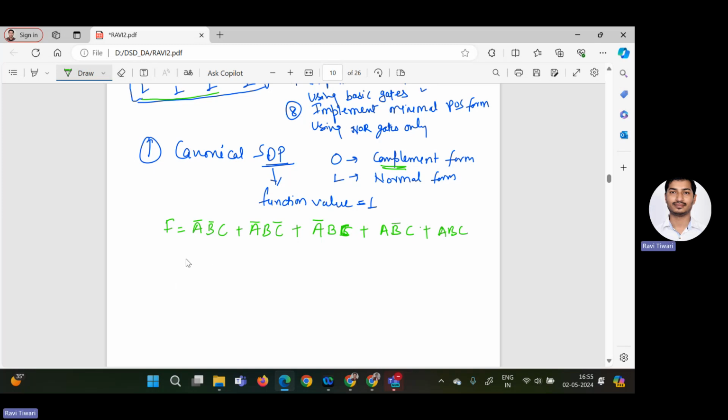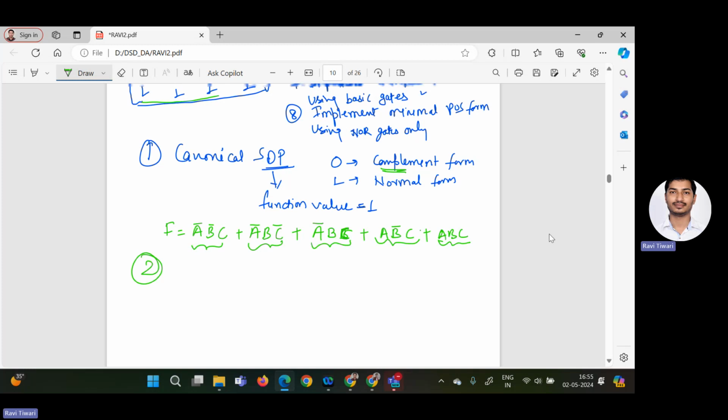The meaning of canonical SOP is that each term should have all the variables. So here it's one minterm, this is another minterm, and another minterm. All the minterms have all the variables. That means in all the terms we have A, B, C. Clear? Now we will see the second question.